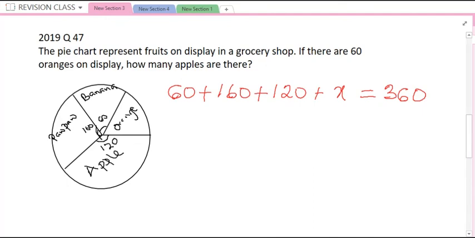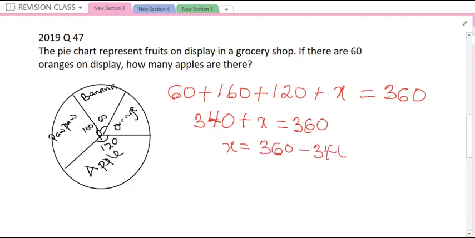That gives us 340. So you have 340 plus x giving us 360. So it means our x will be 360 minus 340, and that will give us our x to be what? 20 degrees. We have only gotten the sector angle for orange, which is 20 degrees.